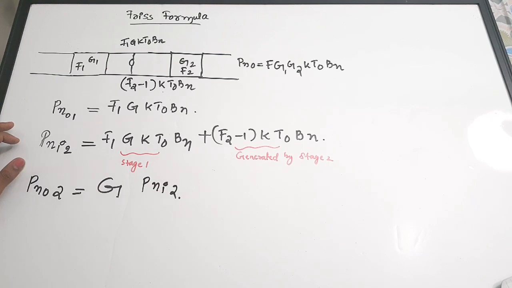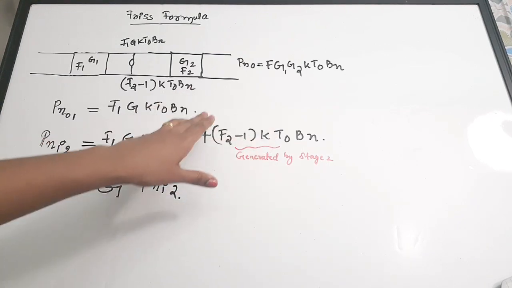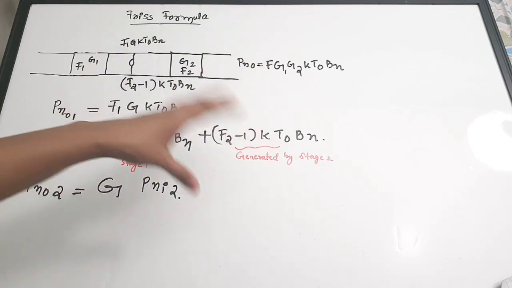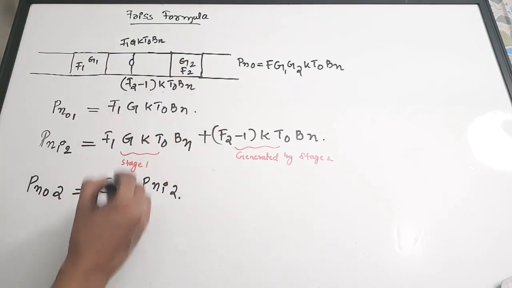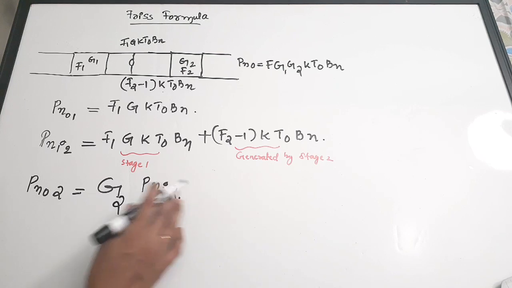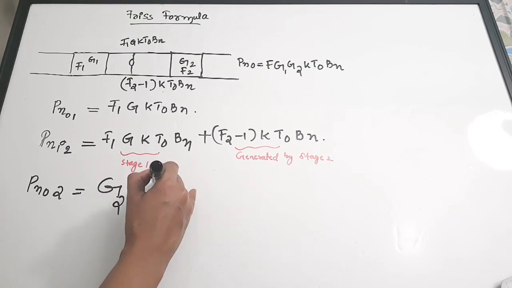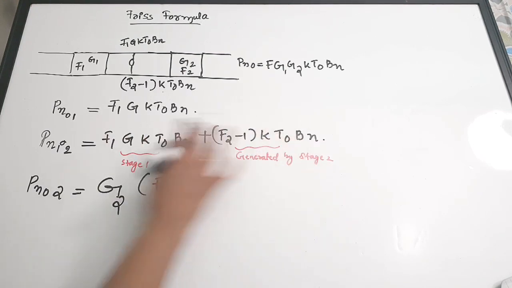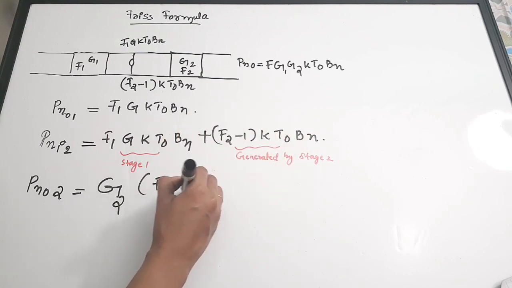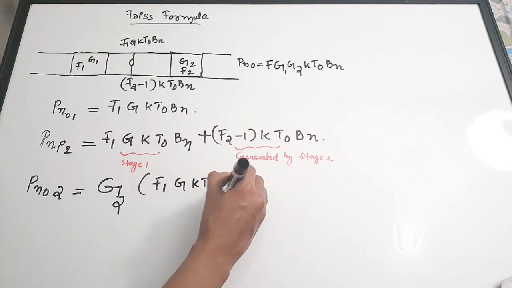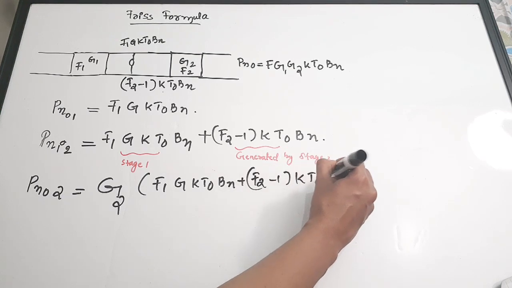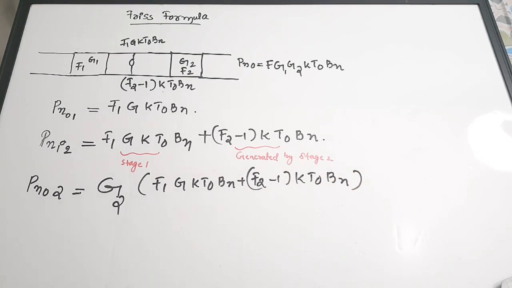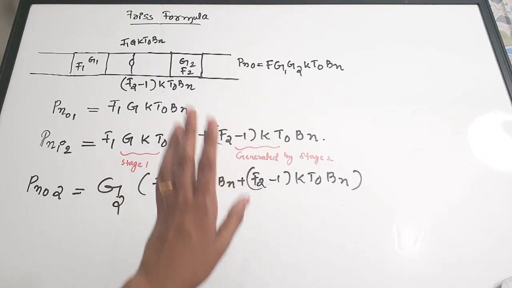PNI2, right? That is the input noise power, and at the output side this noise power will be multiplied with the gain. So gain is G2, so G2 into PNI2. So it will be G2 into F1. So substitute this value: F1 G KT0Bn plus F2 minus 1 into KT0Bn, right? So this will be your total noise power at the output of your stage 2.